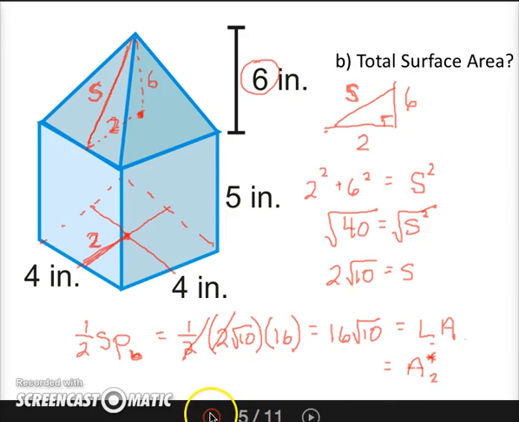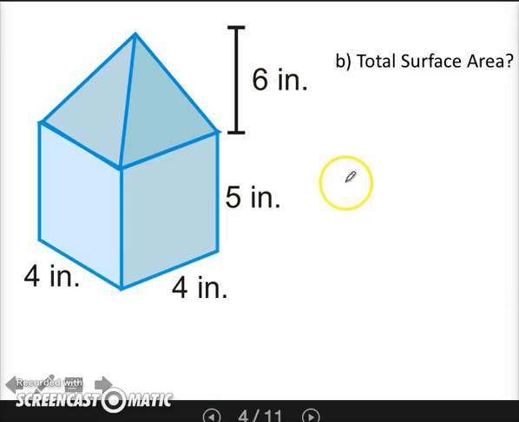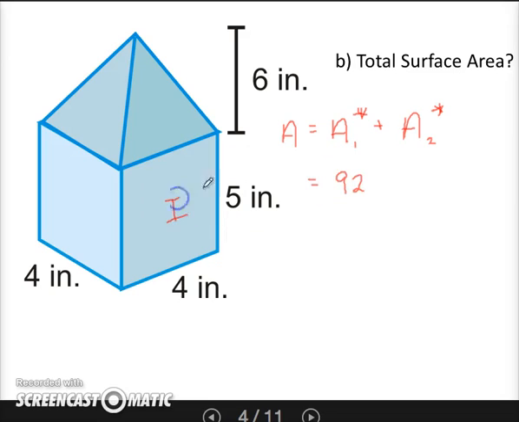So now we can add the whole thing up. To get the total surface area, then we have the part that's showing down here plus the part that's showing from up here. So our numbers were 92 from part 1 plus 2 times the square root of 10 from part 2.